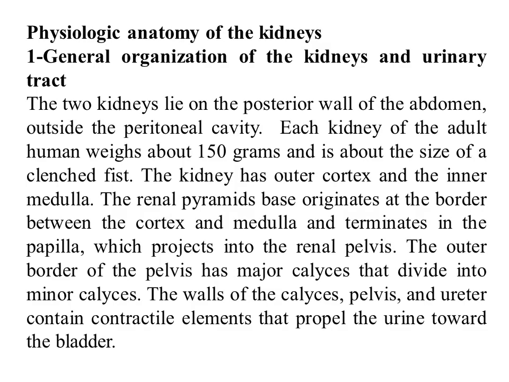Now we will talk about the physiological anatomy of the kidneys. First, the general organization of the kidneys and urinary tract. The two kidneys lie on the posterior wall of the abdomen. They lie outside the peritoneal cavity. Each kidney of the adult human weighs about 150 grams, and it is about the size of a clenched fist.